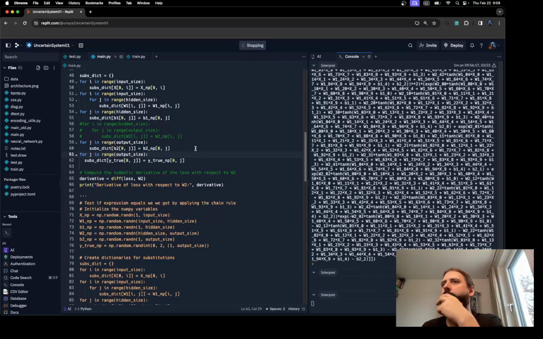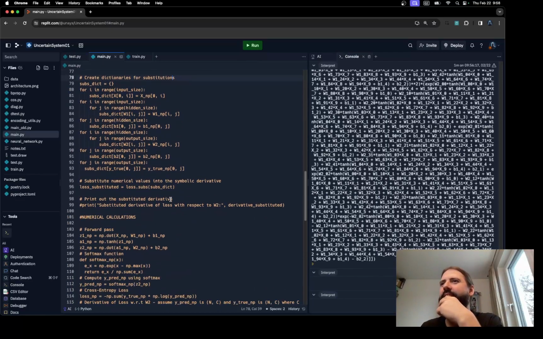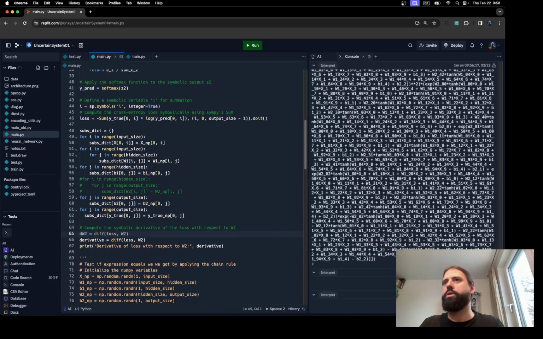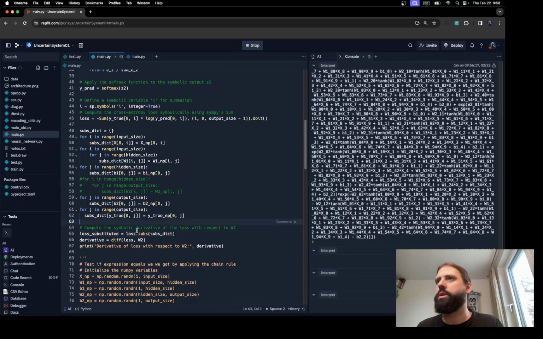No, wait, stop. I haven't done the substitution. So I should do the substitution first before the derivative. So, loss substituted. So this dictionary, this is the function, and then what I'm differentiating is these now. Okay, let's see.